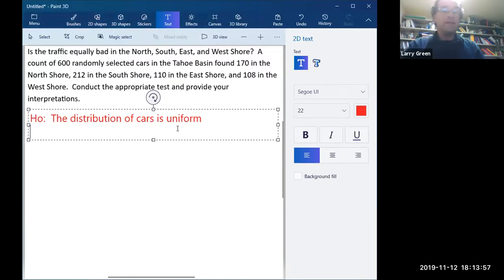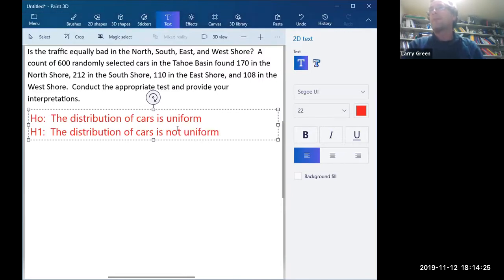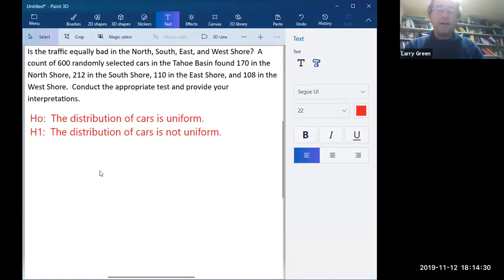If it's equally bad, that means you have the same number of cars in each of the four places. And H1 is the opposite. The distribution of cars is not uniform. Any questions at all on the null hypothesis and the alternative hypothesis?